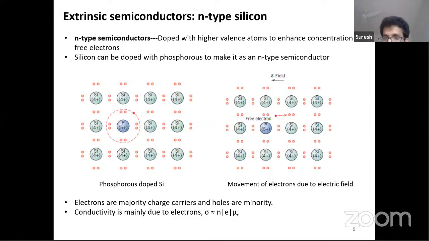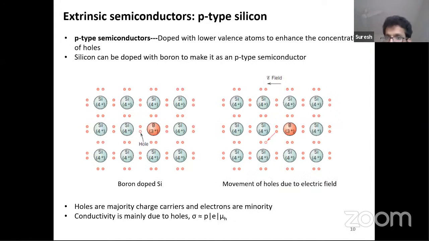So just understand here, the number of protons and the number of electrons are equal. So the material itself is not charged, but in the material you have free electrons which are not forming the bond, and these electrons move, right? Since the electron is a negative charge carrier, that's why it is called an n-type semiconductor.